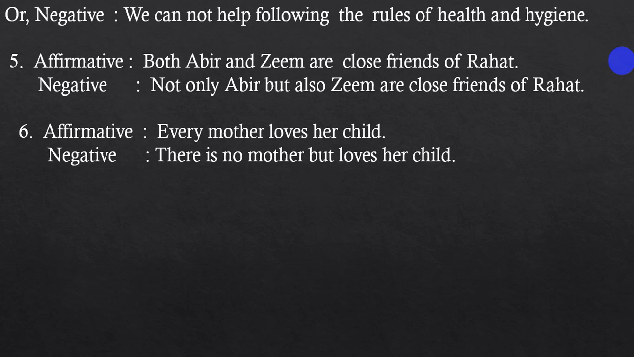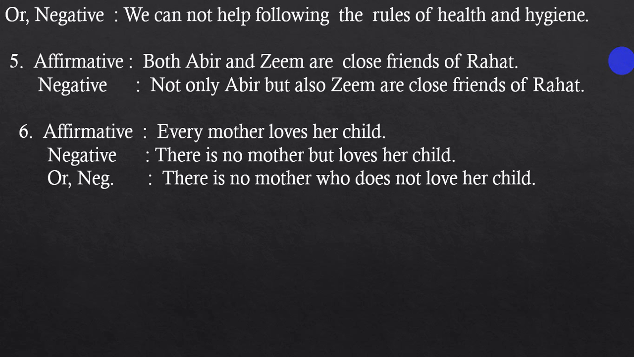This affirmative sentence can be negative in another way. Here the structure will be: there is no plus given noun plus who plus negative form of the rest part of the given sentence. So according to the structure, the negative sentence is: There is no mother who does not love her child. It can also be done in another way. Then it will follow the structure: no plus given noun plus opposite verb plus object. So according to the structure, the negative sentence is: No mother hates her child.